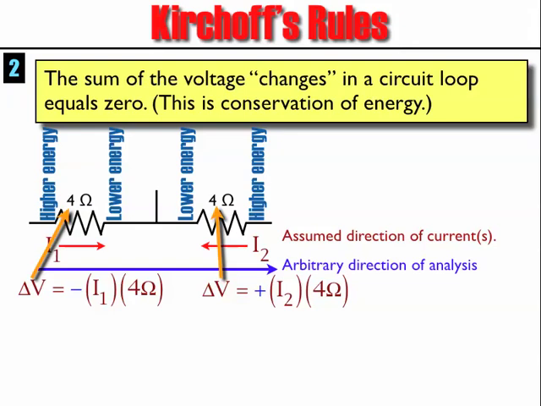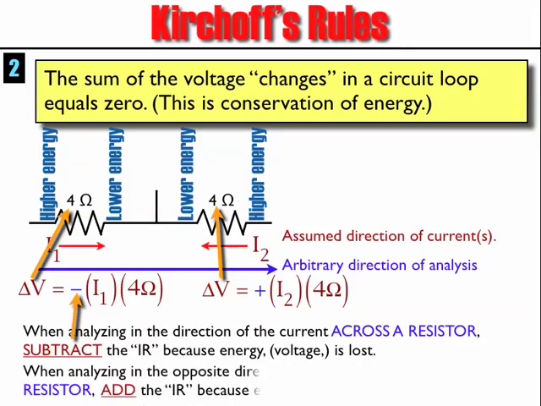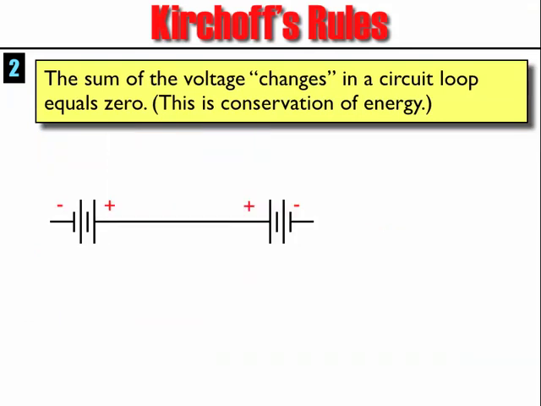I2 because I2 is going through that 4-ohm resistor. So when I'm analyzing with the direction of the current, I subtract voltage, and when I'm going the opposite direction, voltage is gained, so I add it mathematically. For the batteries, you do not pay attention to the current, you only look at the positive and negative signs.